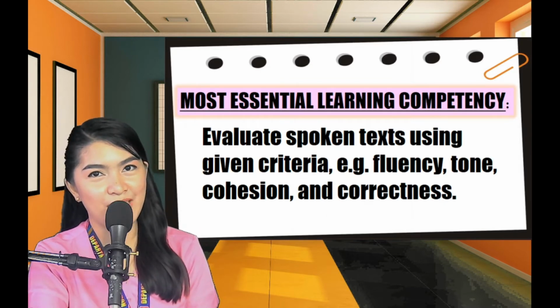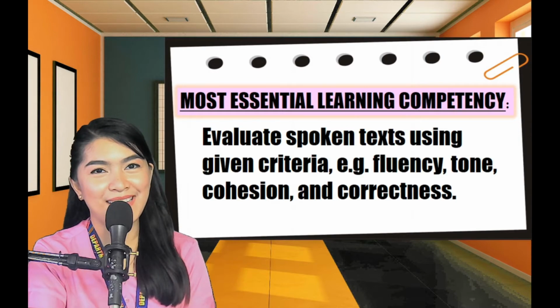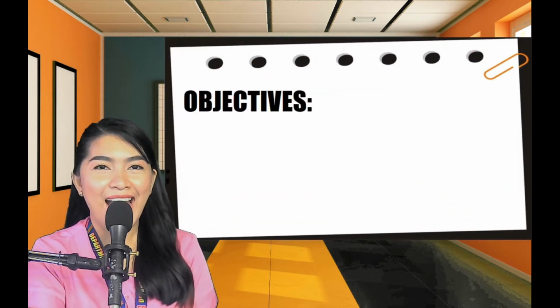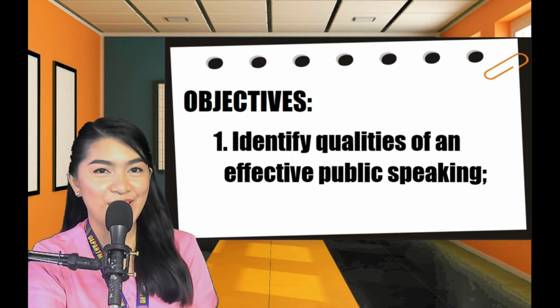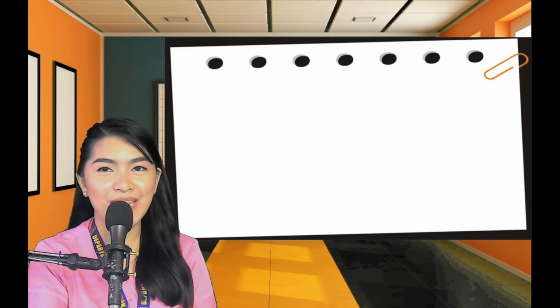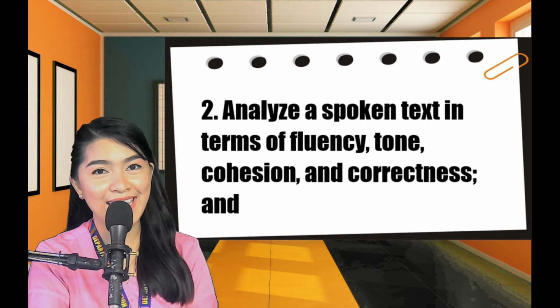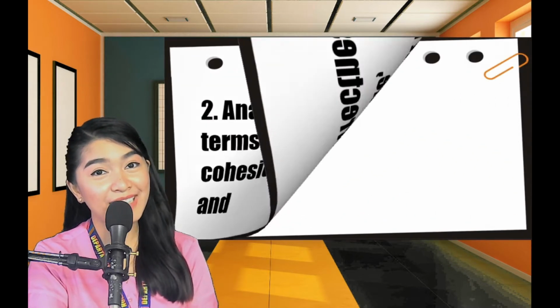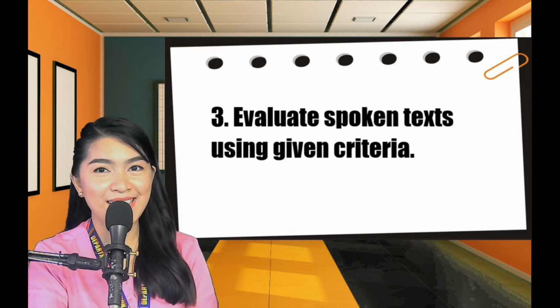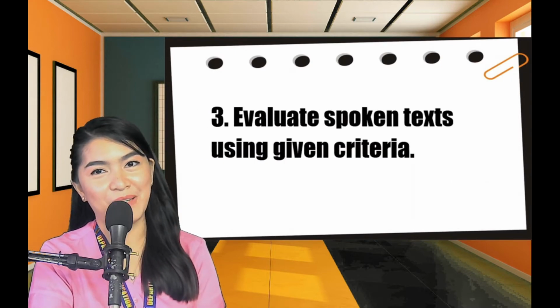After going through this module, you are expected to first, identify qualities of an effective public speaking. Second, analyze the spoken text in terms of fluency, tone, cohesion, and correctness. And third, evaluate spoken text using the given criteria.